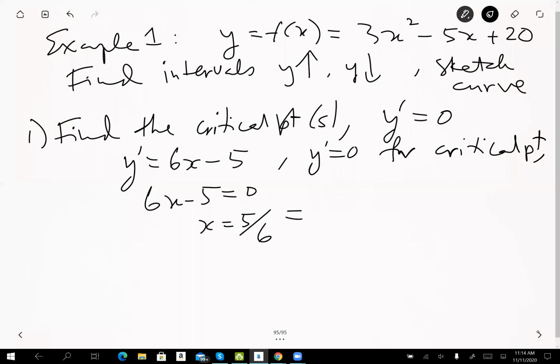And that is equal to, anybody has a calculator? Quickly, what do you get? 5 over 6, how much? 0 point what?